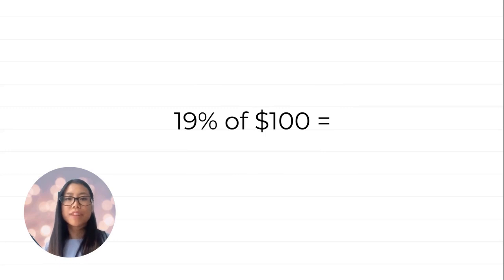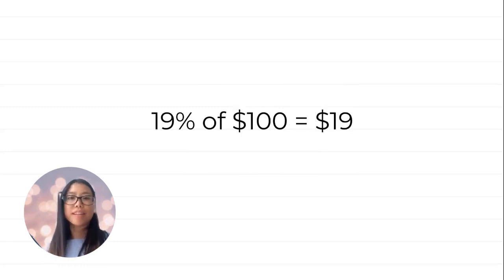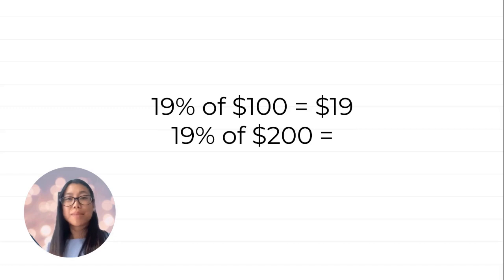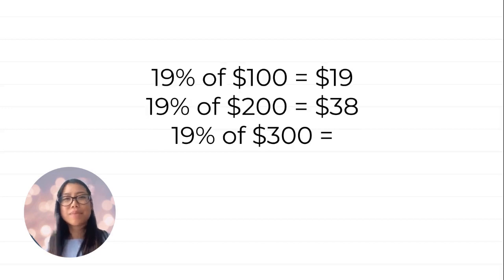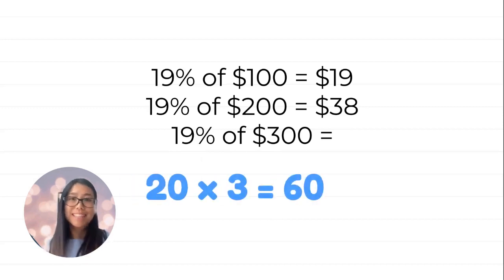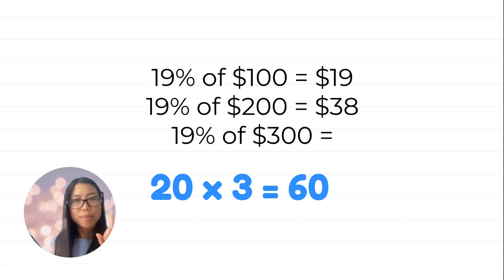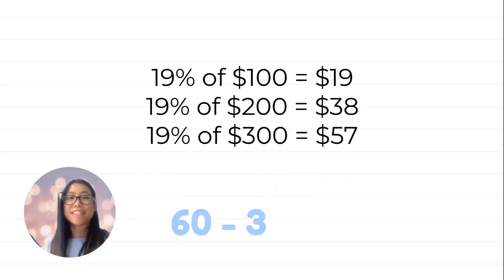What's 19% of 100? That's right, it's 19. 19% of 200? Well, double 19. 38. 19% of 300. This one's maybe a little bit trickier. So here we want to multiply 19 by 3. But 19 is not a very friendly number, so let's multiply 20 by 3, that's 60. I've added 1%, 3 times too many. So 60 minus 3 is 57.